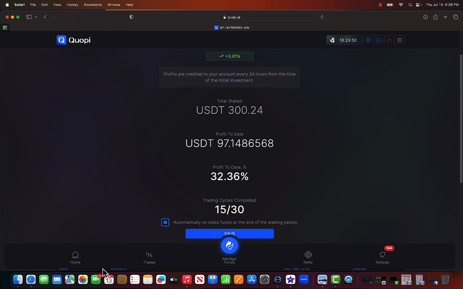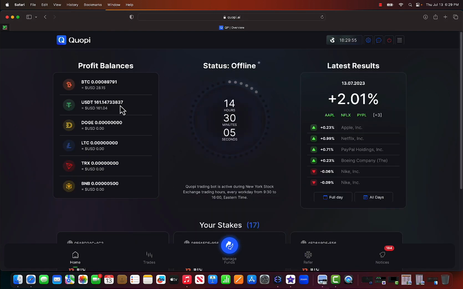All right, everybody, let me go back to the home screen here. And since I've been in the program, I have made, I'm over here on the far left, and since I have profit balances, since I've been in the program, my Bitcoin has made $28.15 and my US dollar tether has made $161.04. So everything is proceeding along nicely with working with Quopi.